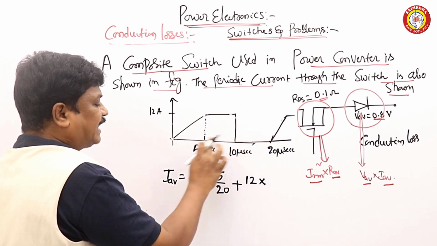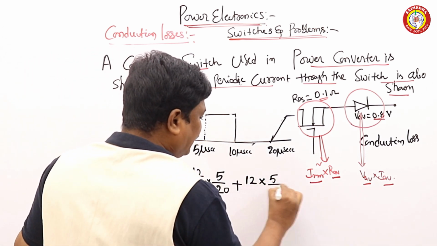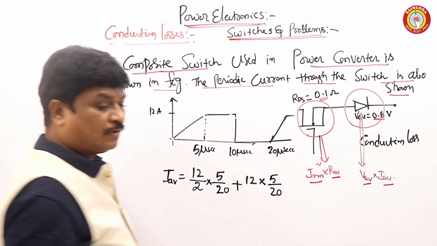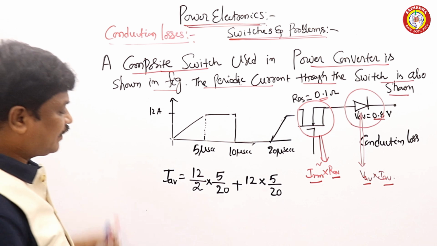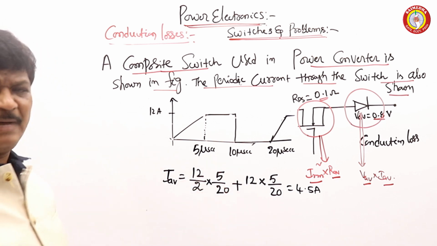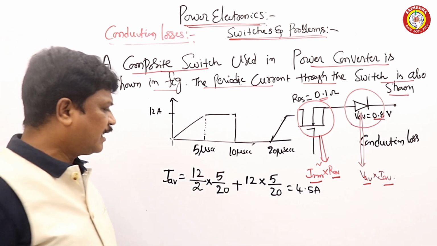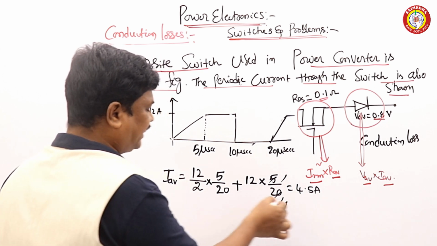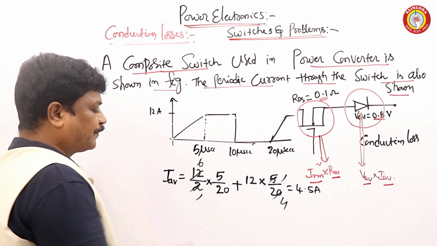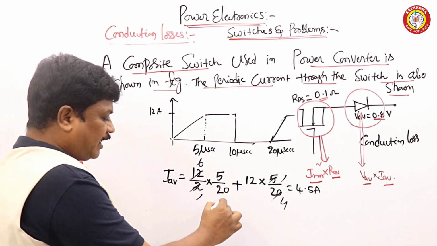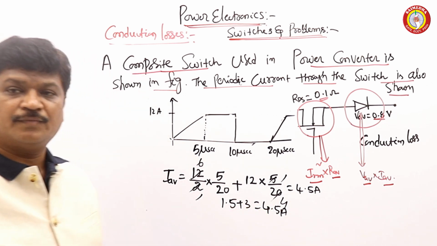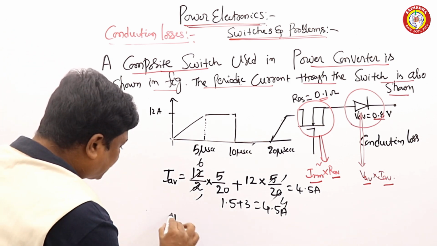the conduction period of this one, 10 minus 5, which is 5, divided by the total periodicity of 20. All together if you calculate, you can get 4.5 amperes. Very simple mathematics, you need not worry about that. Very simply, 12 by 2 is 6, 6 into 5 is 30, 30 divided by 20 is 1.5, plus 3, that becomes 4.5 amperes. Is it clear? Then how to calculate the RMS value for this one?